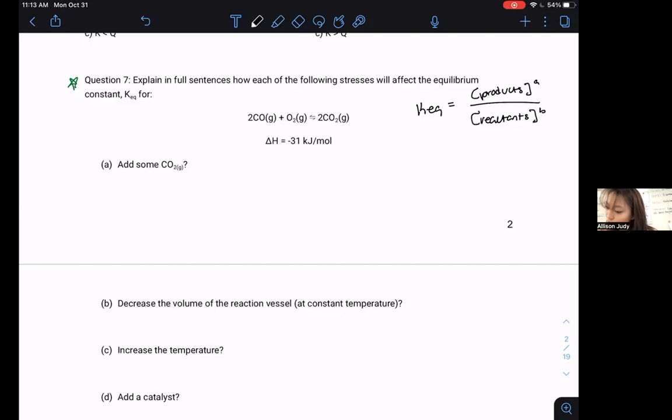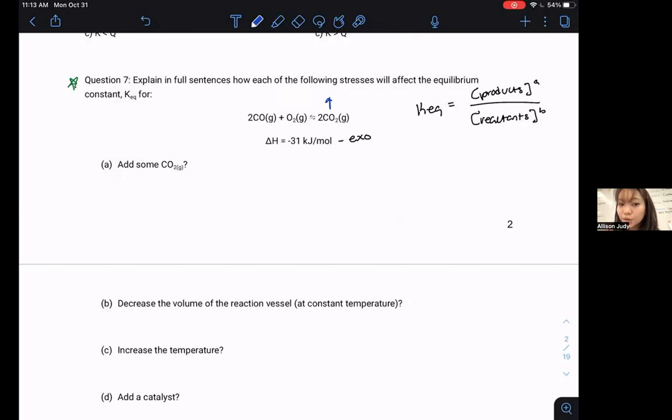So for the following, what we want to consider is that one immediately knows that this is an exothermic reaction, okay? Exothermic. And we want to explain in full sentences how each of the stresses will affect the KEQ. So first we add some CO2. This is kind of a combo question between Le Chatelier's principle and, with specific reference to, K equilibrium. So if we add some CO2, I'm going to put this in blue. If I increase CO2 gas, what should happen?